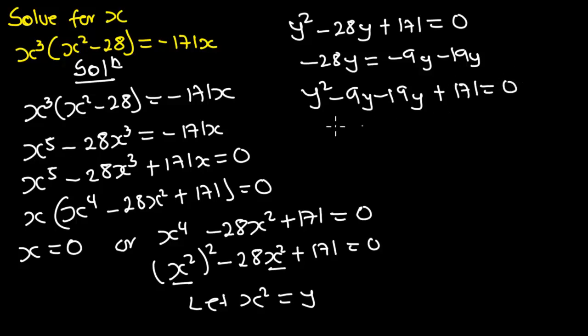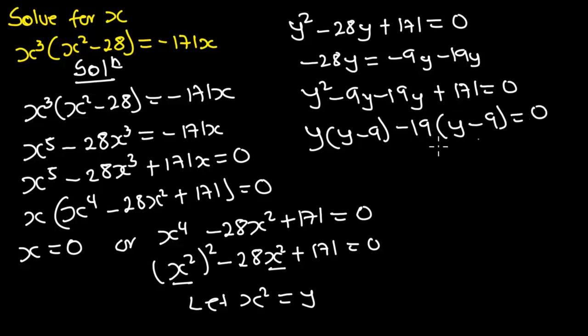0. Now we are going to factorize this in batches, the first two terms and the last two terms. And so from the first two terms we can factorize out y. So y out, here we are left with y minus 9. And then from here we can factorize minus 19 out. So minus 19 out, we are going to be left with y minus 9 is equal to 0. And then from here we have y minus 9 in common. So I'm going to break that one out. So y minus 9 out, leaving y minus 19 is equal to 0.